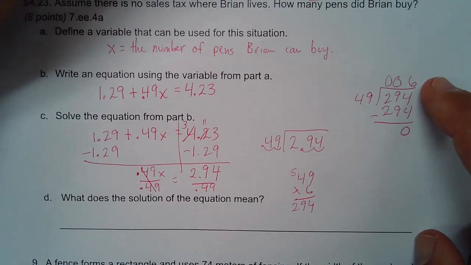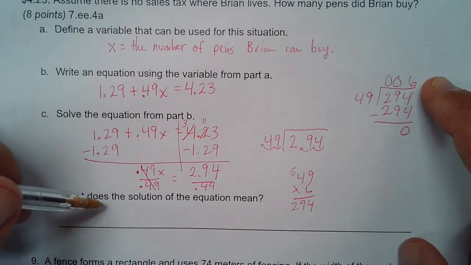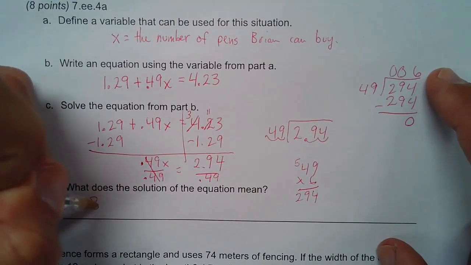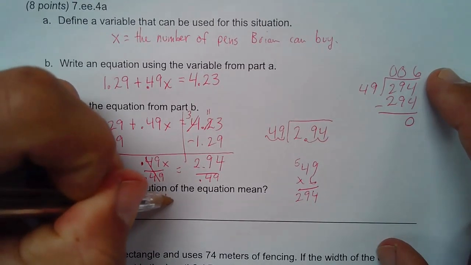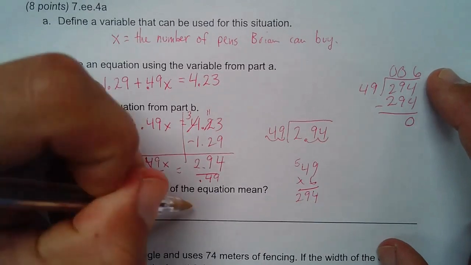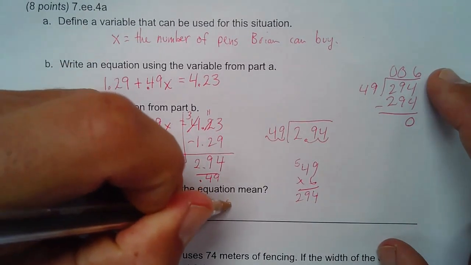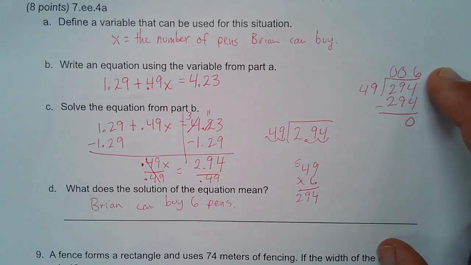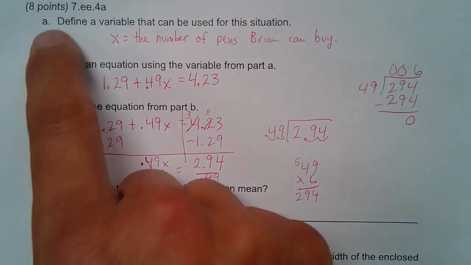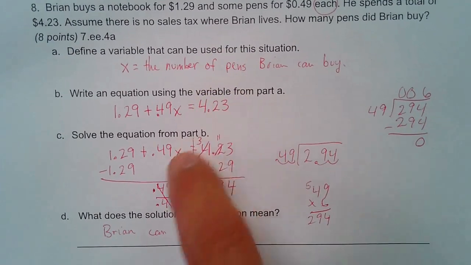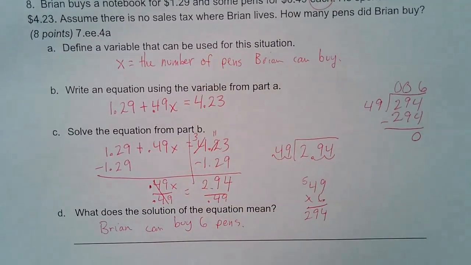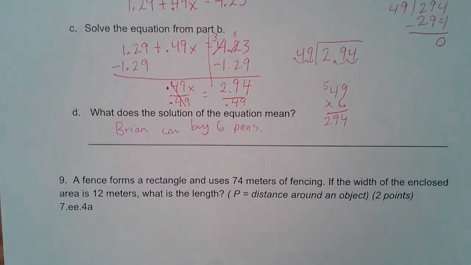So what does this solution mean? Means Brian can buy 6 pens. There you go. And that's a huge one. This one's an 8-point question. 2, 4, 6, 8 points. 2 points for each part of these. A lot of stuff going on there.